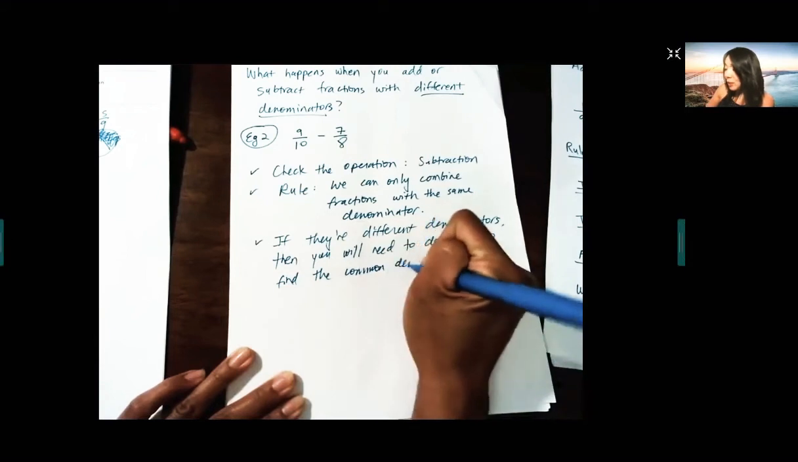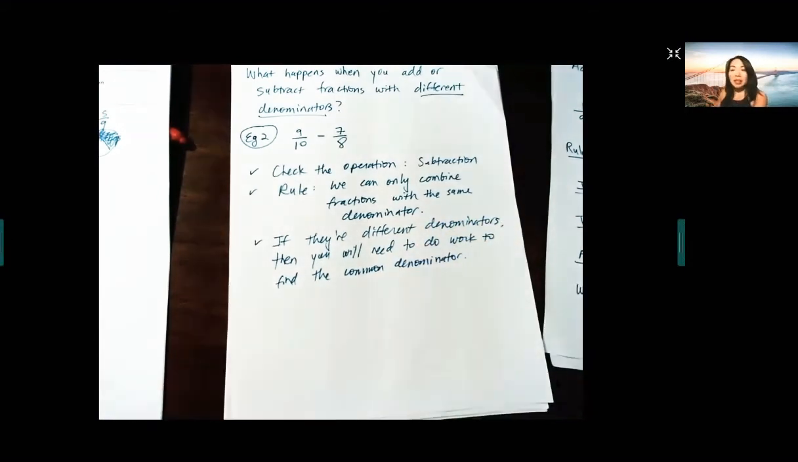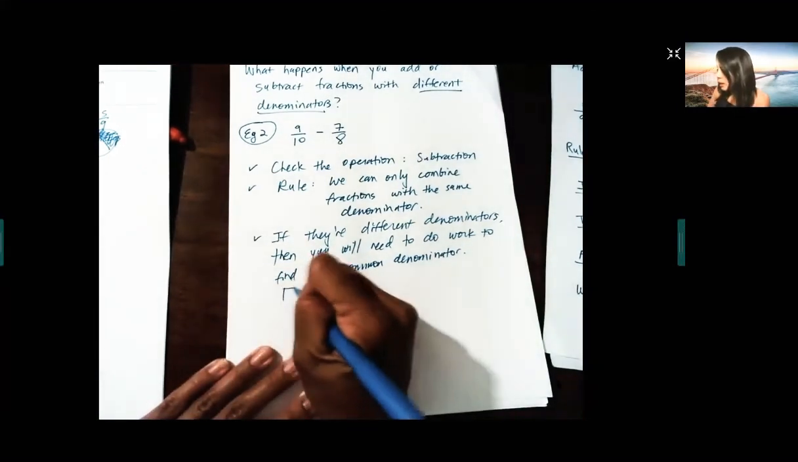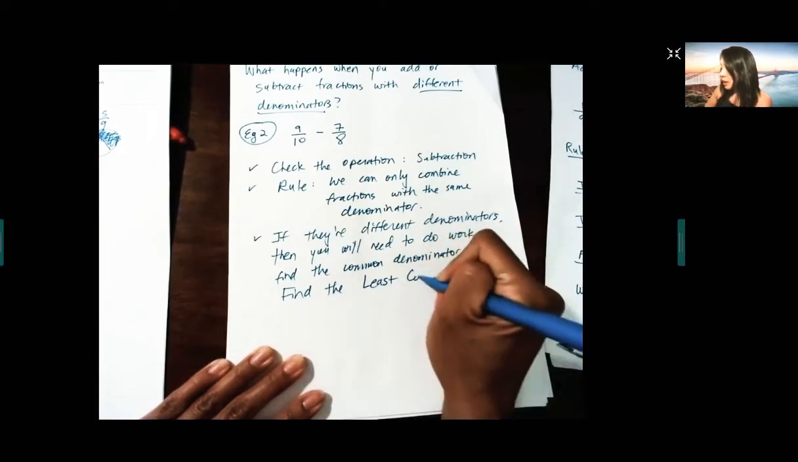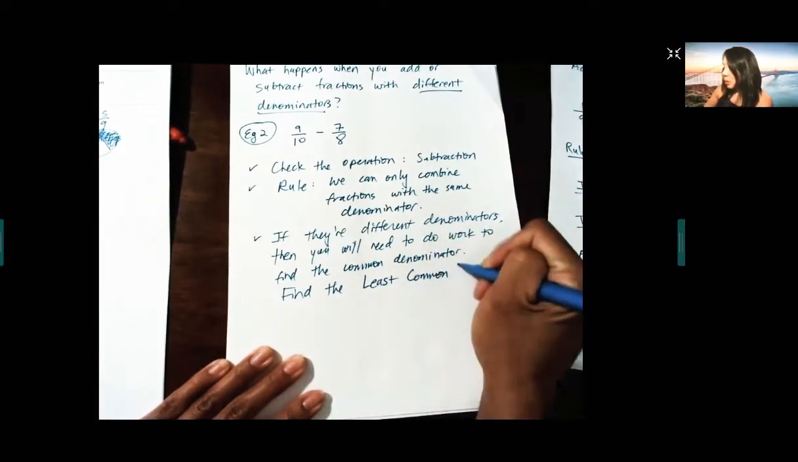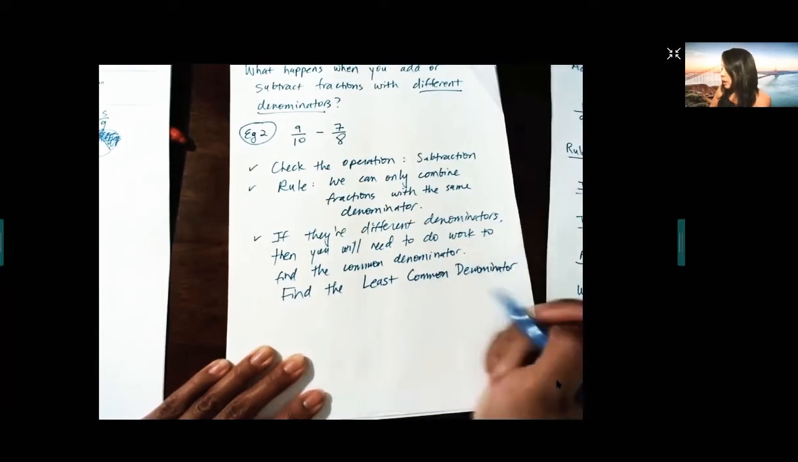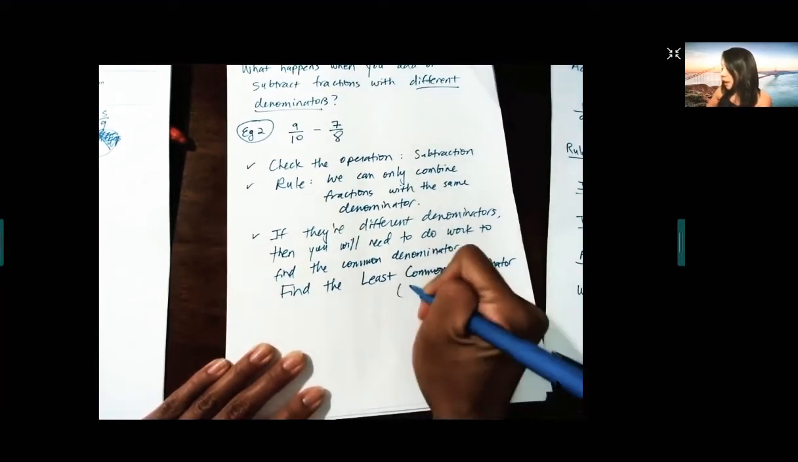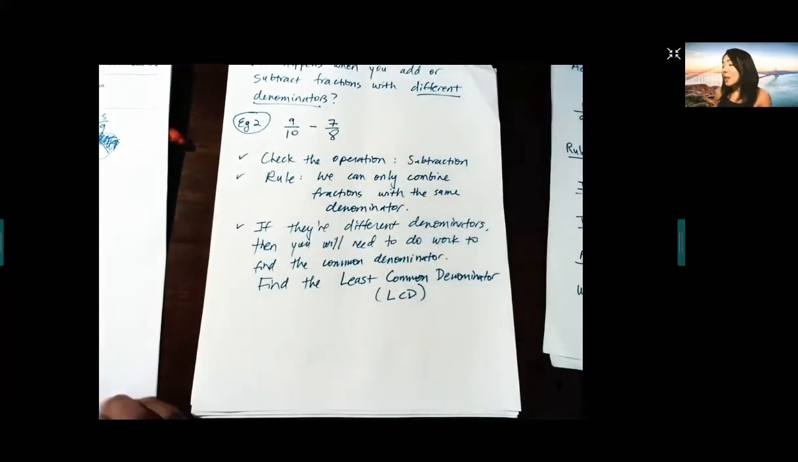So what is the common denominator between the numbers 10 and 8? This is what we call the lowest common denominator, or the least common denominator. For short, you could call it the LCD. In life, we always have acronyms for everything. Same with mathematics, we have acronyms for words that we use quite often. So we need to find the LCD, or the least common denominator.